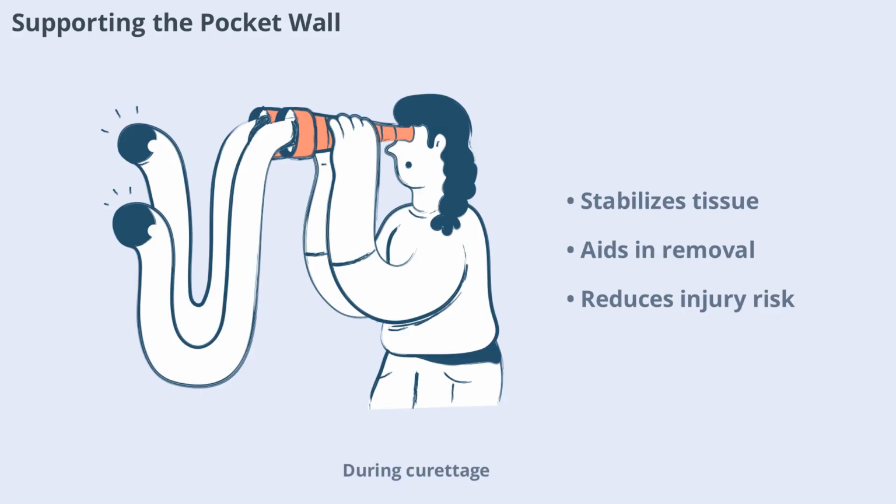During curettage, the pocket wall may be supported by applying external finger pressure. This helps stabilize the tissue, making it easier to remove the diseased lining and reducing the risk of accidental injury.